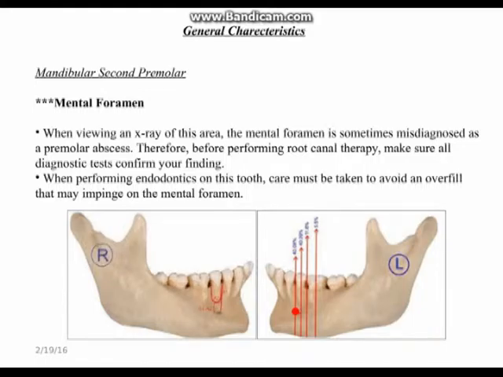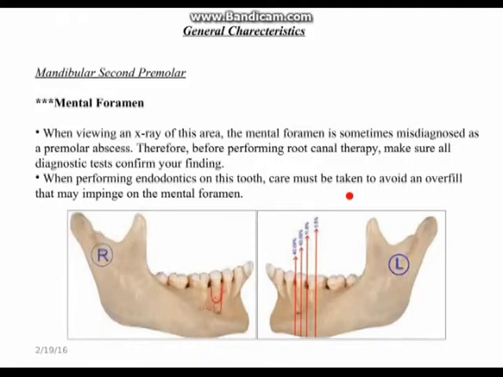Actually, we discussed this before, that the mental foramen is usually located between the first and second premolar. Ideally, if you align the second premolar with the mental foramen, you would find the mental foramen is located directly on it. So, when you take an X-ray, the mental foramen is usually misdiagnosed as a premolar abscess. Unless they already know the anatomy, they wouldn't make that mistake. Therefore, before performing root canal therapy, make sure all diagnostic tests confirm the finding exactly.